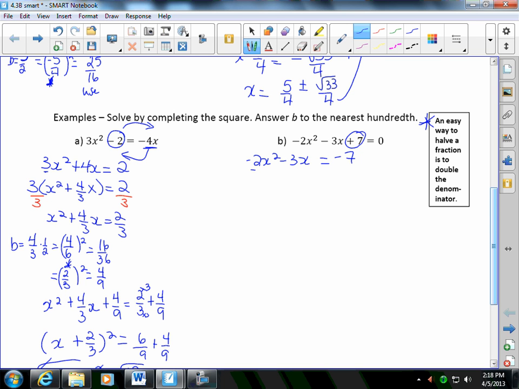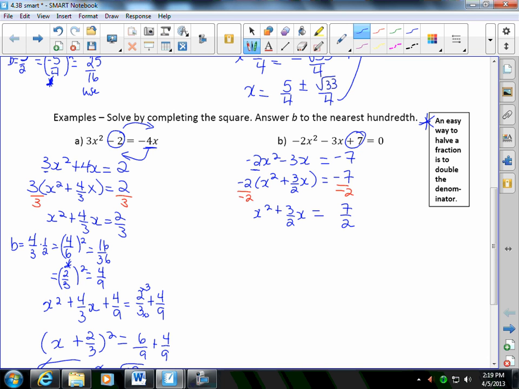Next thing I want to do is I need that negative 2 out of there, so I'm going to GCF by negative 2. If I GCF by a negative 2, that means I'm dividing the terms by negative 2. So my negative 3 becomes a positive 3/2. Then I divide both sides by negative 2. So I'm left with x squared plus 3 over 2x is equal to 7 over 2.